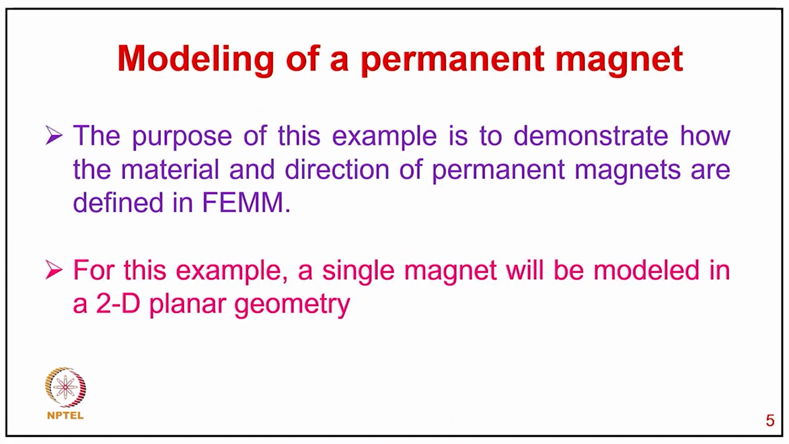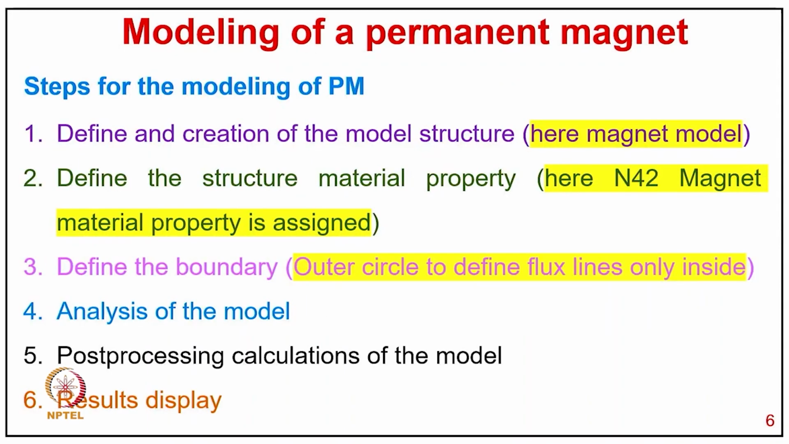Coming to tutorial 1, modeling of a magnet. The purpose of this example is to demonstrate how the material and direction of a magnet are defined in finite element analysis, and for this example a single magnet is to be modeled in 2D planar geometry. Steps for the modeling of the magnet: define and create the model structure, here the magnet model; define the material properties, like here N42 magnet material properties assigned; define the outer circle boundary so that flux lines exist only inside; then analysis of the model, post processing, and results display.